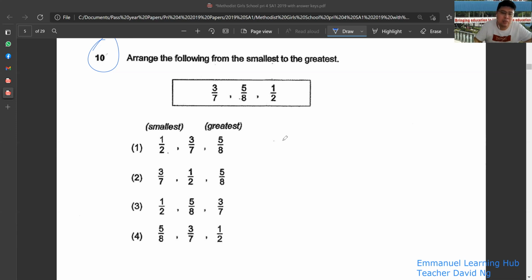What is the LCM? What is the first common multiple of 7, 8, and 2? Lowest common multiple. Do you know what I'm talking about? 7, 8, and 2. What is the lowest common multiple? Do you know what is lowest common multiple?